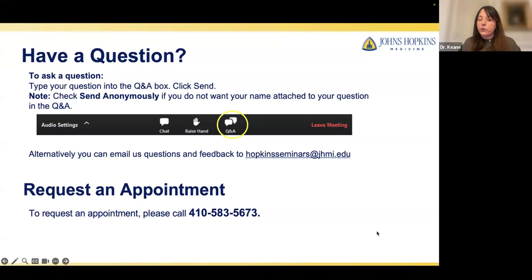So next question, are procedures done at both Sibley and at Johns Hopkins Bayview or only at Sibley? So primarily procedures are done at Johns Hopkins Hospital in Baltimore, the main site. They're very rarely done in Bayview. And then they are done at the Sibley site in DC.